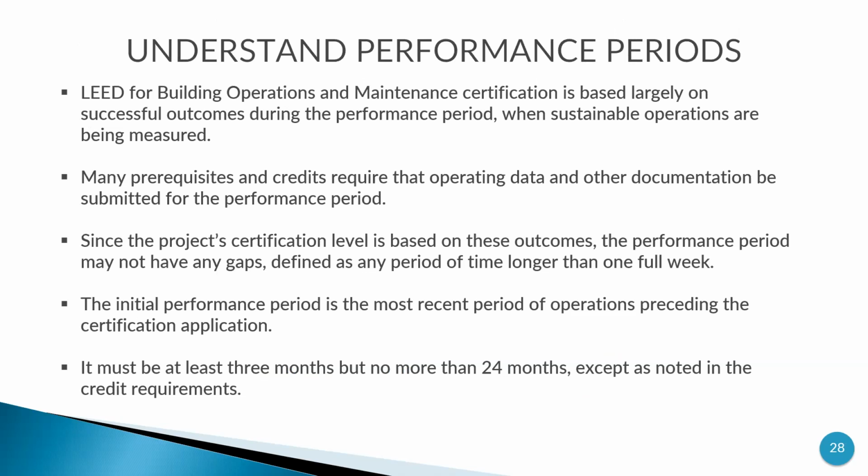One is the establishment period. Second one is the performance period. Now, understanding these performance periods. LEED for building operation and maintenance certification is based largely on successful outcome during the performance period. Means what is the result? When sustainable operations are being measured, in the establishment period you are setting up the policies, and in the performance period you are implementing that. And at the end of it, whatever the results, the difference in the results is what matters.